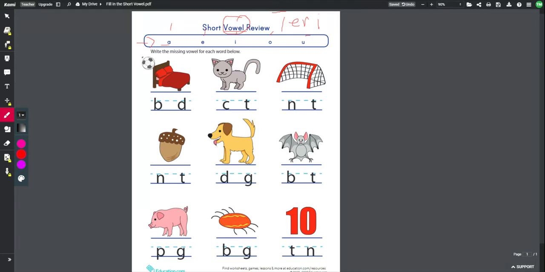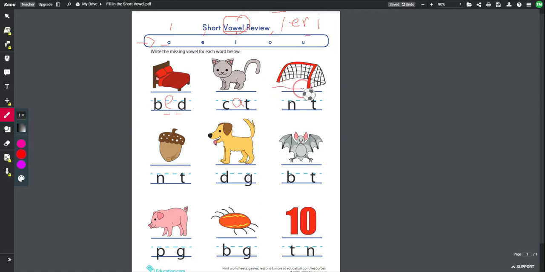This is a bed. B, eh, eh. So I am going to put an E here. B, ed. B, ed. This is a cat. Since I hear a, I'm gonna put an A. K-a-t.